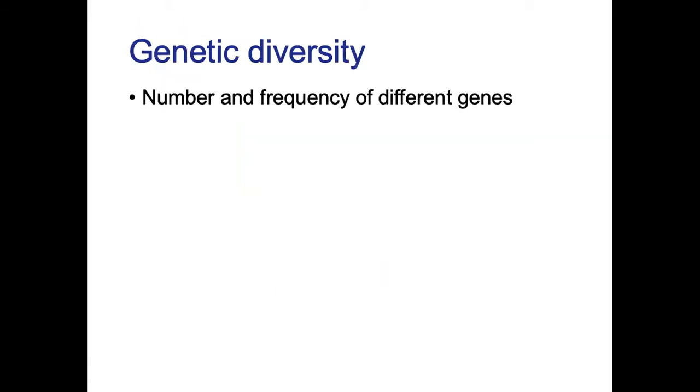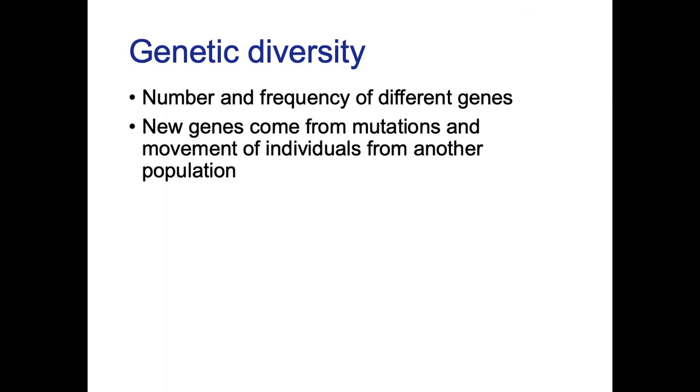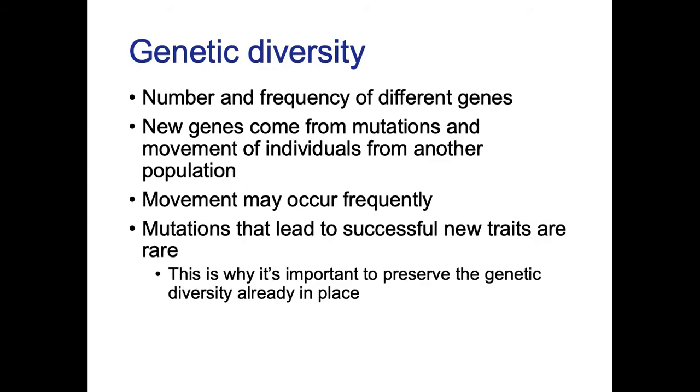So with genetic diversity, we're looking at the number and frequency of different genes. New genes come from mutations and the movement of individuals from another population. Movement may occur frequently, and mutations that lead to successful new traits are rare. So these mutations happen all the time, and they're just an error in the code, usually like a copying error. So every time you make a new cell, every time new eggs and sperm are made, all those genes have to be copied. And sometimes there are errors, and those are mutations.